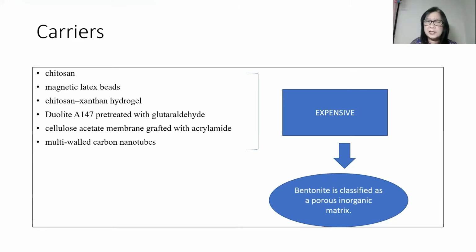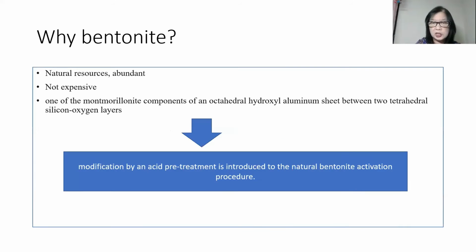So what are carriers? There are many types of carriers. We can use chitosan, magnetic latex beads, or even some natural resources like bentonite or maybe Duolite, and also multi-wall carbon nanotube. But all these carriers are expensive, so that's why we propose the use of bentonite for the immobilization of xylanase, because it's classified as a porous inorganic matrix.